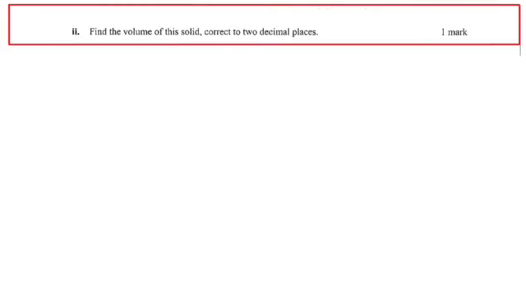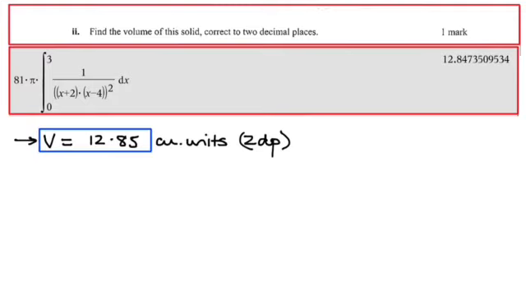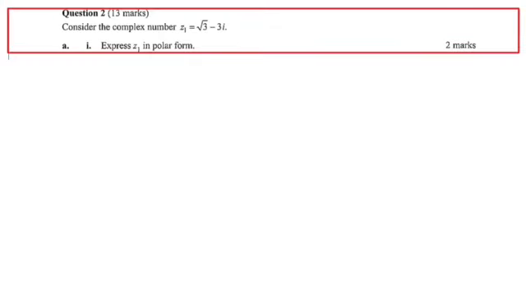And find the solid of revolution volume correct to 2 decimal places. Well, that's just a CAS thing. 1 mark. Let's go for that. And that's it. 12.85 would be the answer to 2 decimal places. Whoopee-doo. Nice easy question to start off the paper, wasn't it?